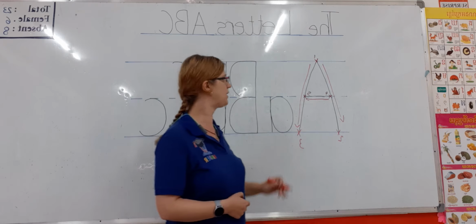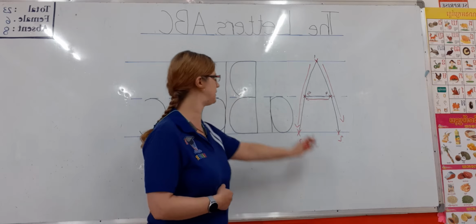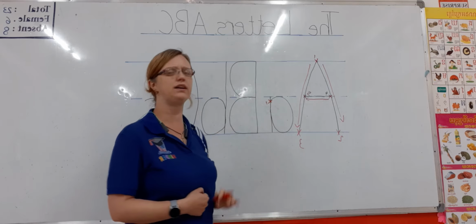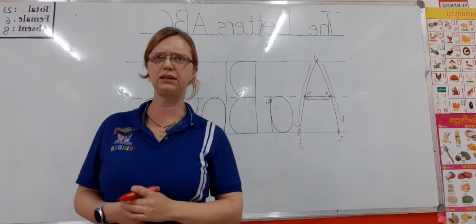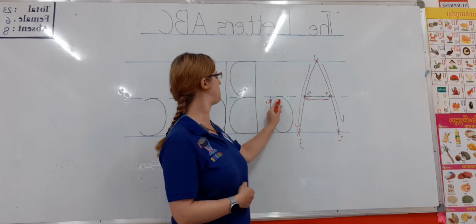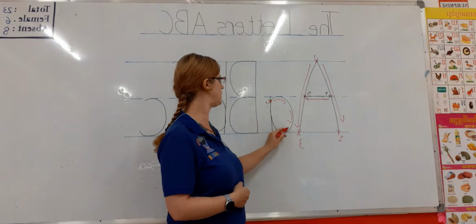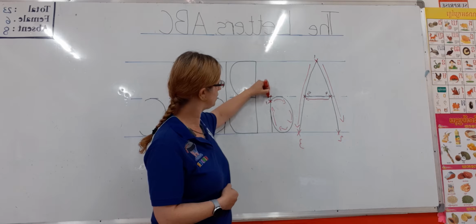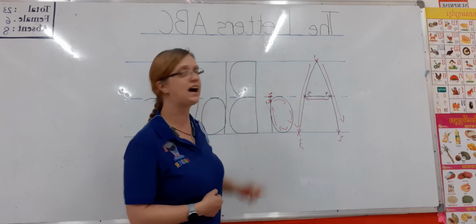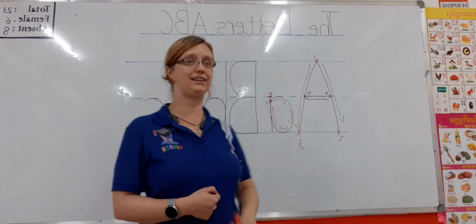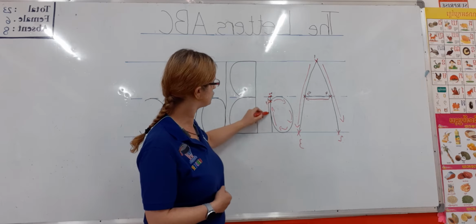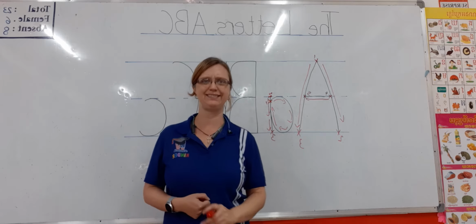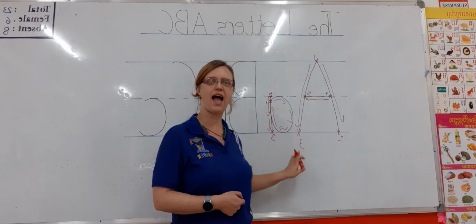Lowercase a is a little bit easier. You're going to start at the middle line. There's point 1, just a little bit underneath the middle line. And you're going to make a big circle all the way to the bottom line, and back up again to point number 2 where you touch the middle line. And then you're going to bring it back straight down to the bottom to point number 3. Okay, a.